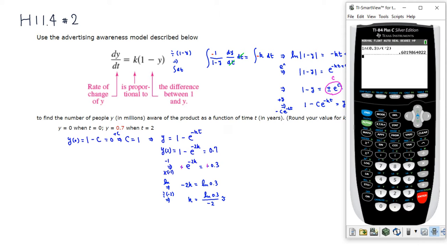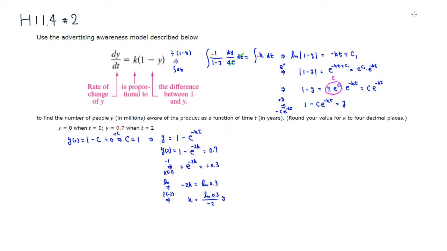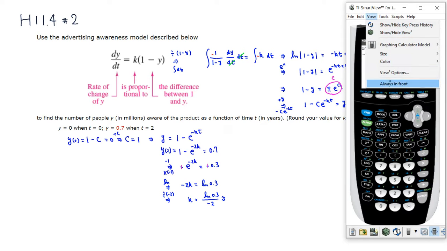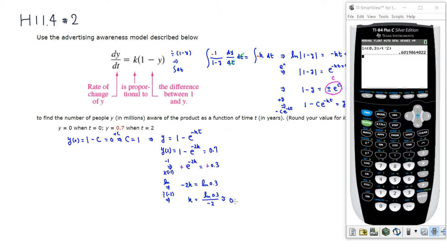Then I hit enter. We got 0.601. Let's see, what's the precision they want? 4 decimal places. So this is 0.60198, so it's going to be 0.6020. Therefore, we have y equals 1 minus e to the negative 0.6020t. Let's type it in.